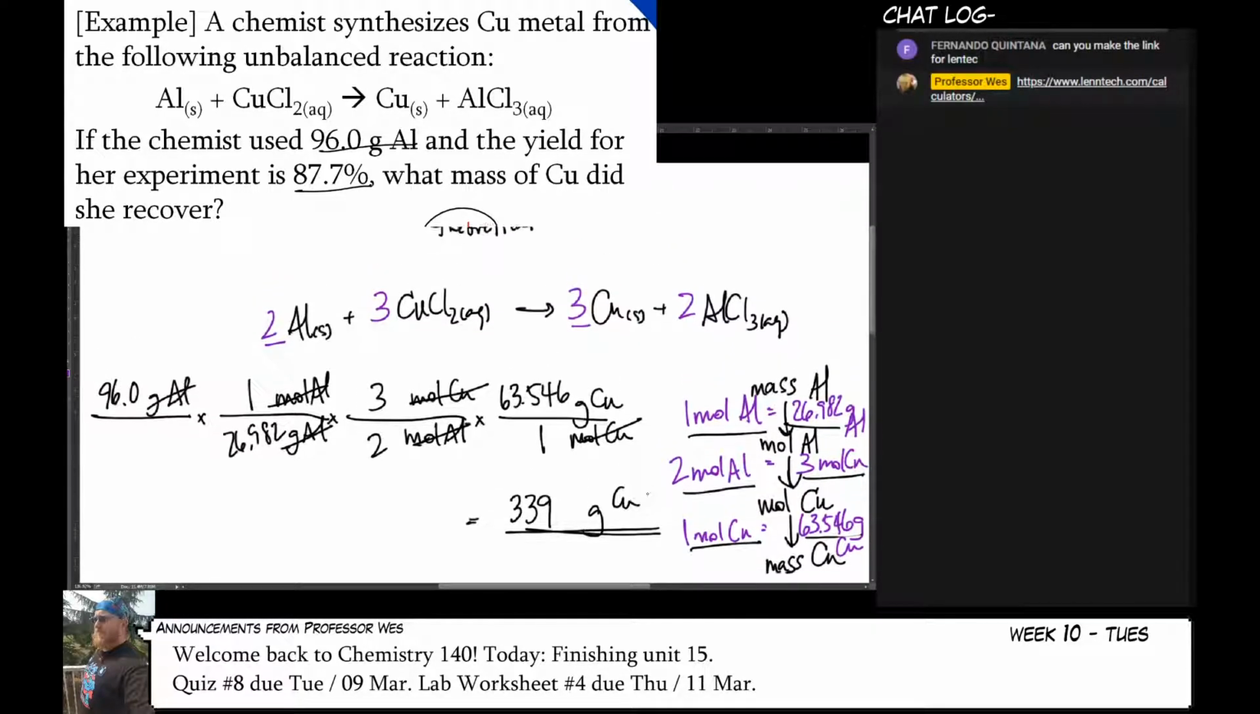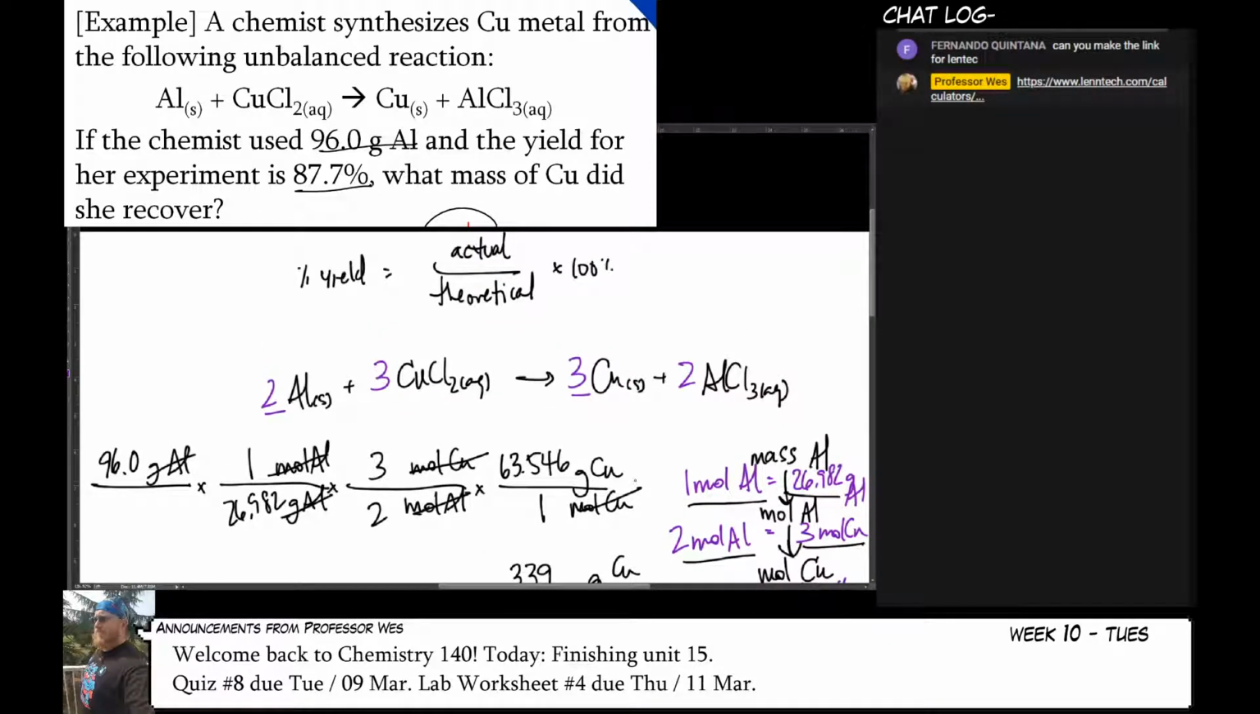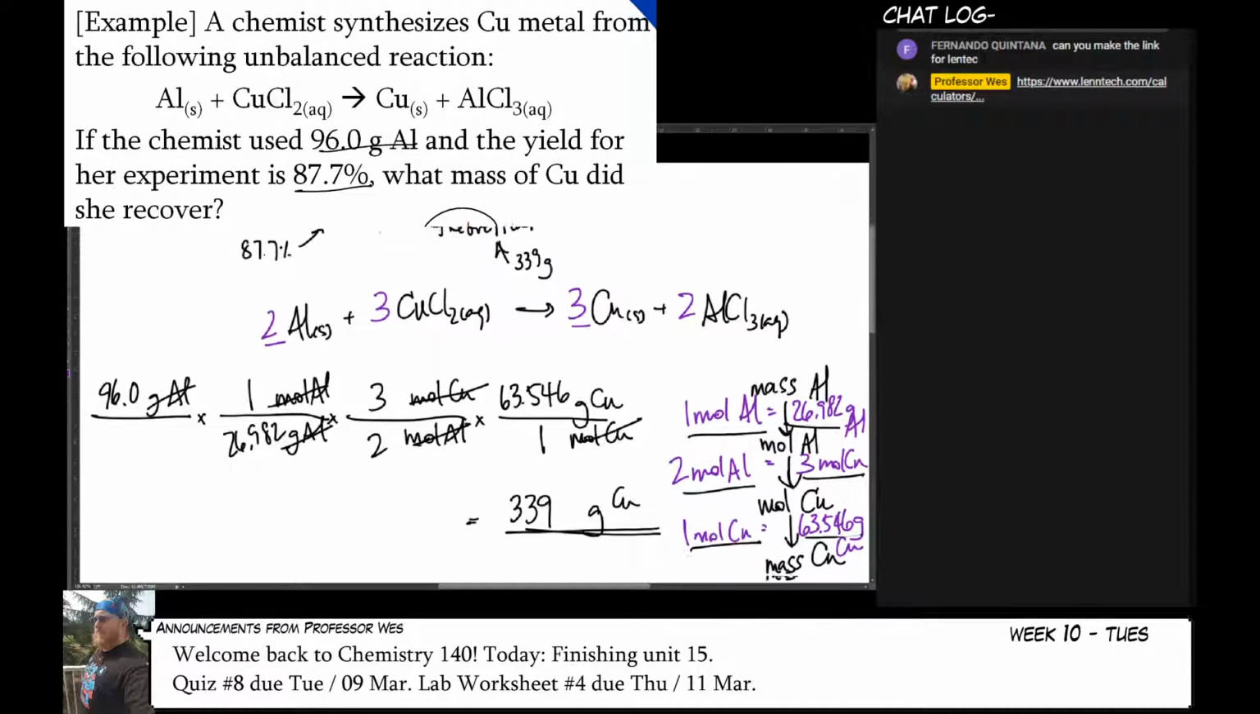So that's my theoretical yield. If I go back to the formula up here, my theoretical yield would be 339 grams. My percent yield would be 87.7%. So all I've got to do is solve for actual yield. So we're going to go down here and do that.